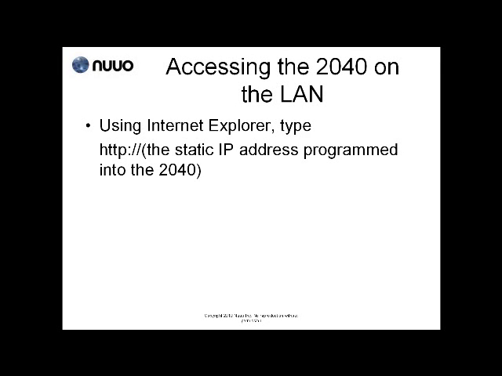Now we've got that 2040 connected to the network. We go to Internet Explorer. We type in the address, which is going to be http:// the static IP address that you selected for the 2040. So if it's 192.168.1.200, that's what you put in the address line.